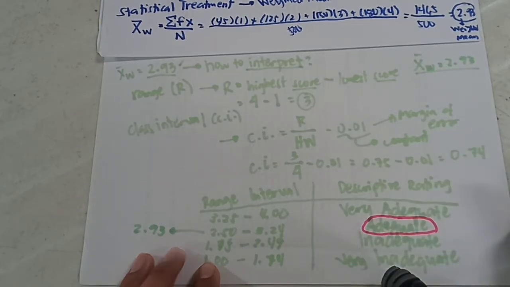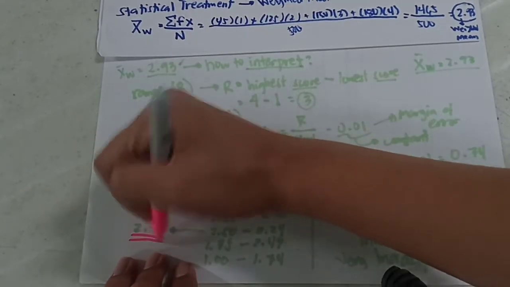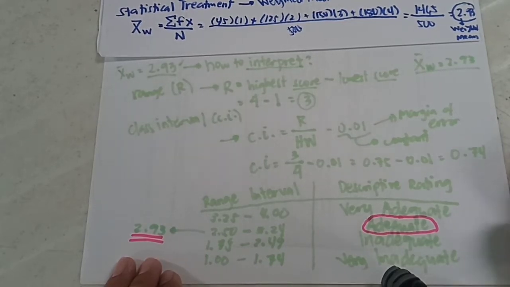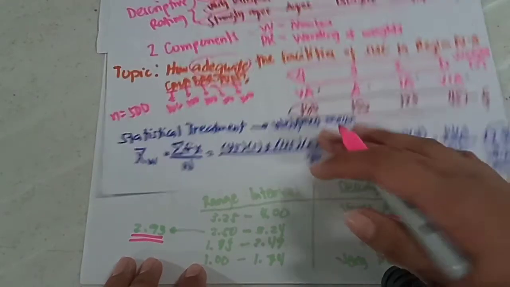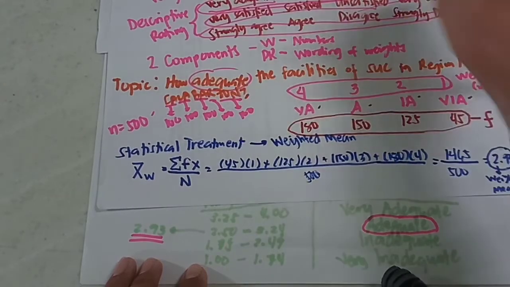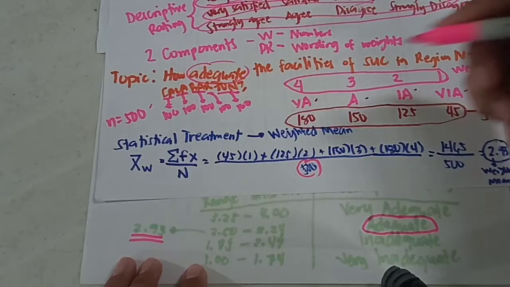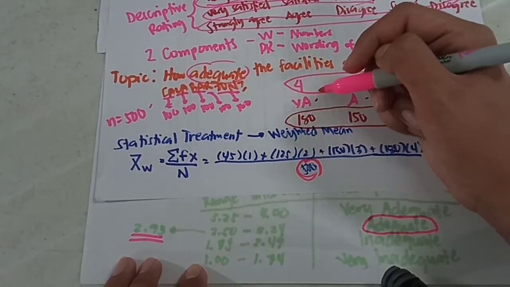Okay? So after we analyzed and interpreted the weighted mean, a generalization will be formulated. And this generalization or conclusion will apply to the whole population. Okay, so what was the population we have? The sample, we have 500. So we have a population sample of 500. So the generalization will apply to these 500 respondents.